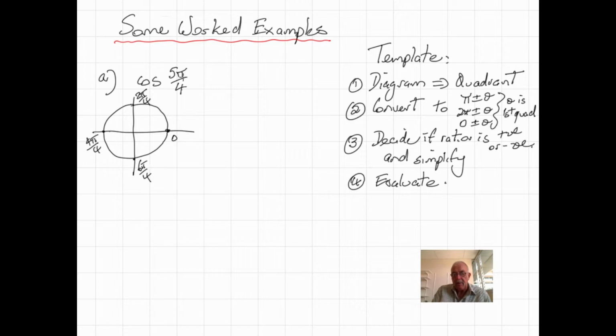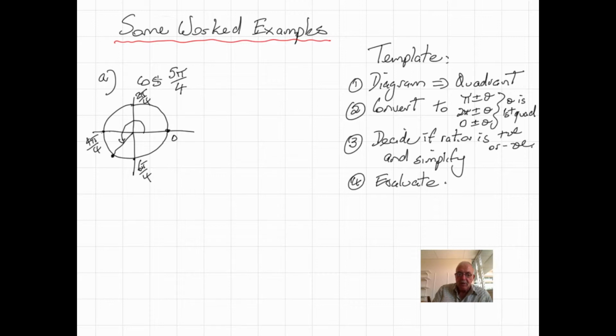Now that will allow me to determine where I'm going to place this 5 pi on 4. So not big enough if we get up to there. Still not big enough because we're at 4 pi on 4. So 5 pi on 4 is less than 6 pi on 4, bigger than 4 pi on 4. So here is my 5 pi on 4. So there is my angle 5 pi on 4. So we've done that and we've worked out the quadrant it's in.